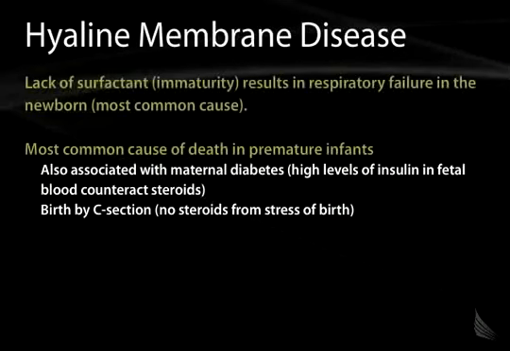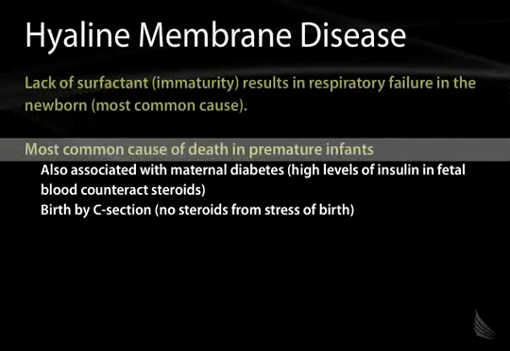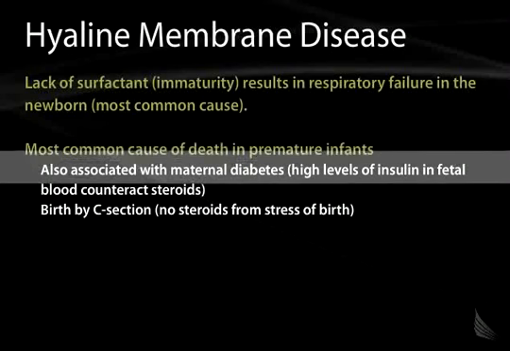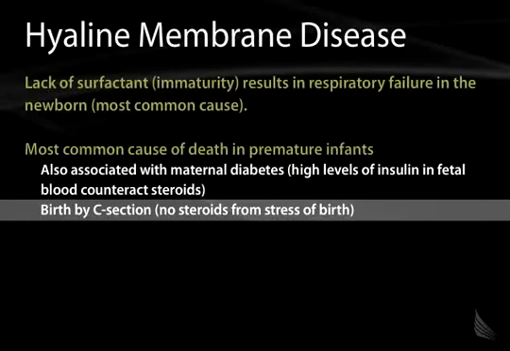With hyaline membrane disease, there's a lack of surfactant. This results in respiratory failure in the newborn patient. The most common cause of death in premature infants is hyaline membrane disease. It is also associated with maternal diabetes, as well as birth by C-section.